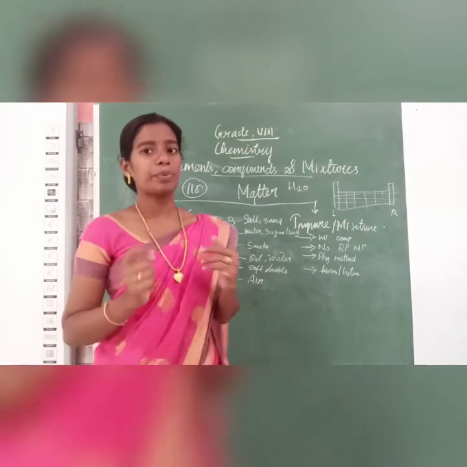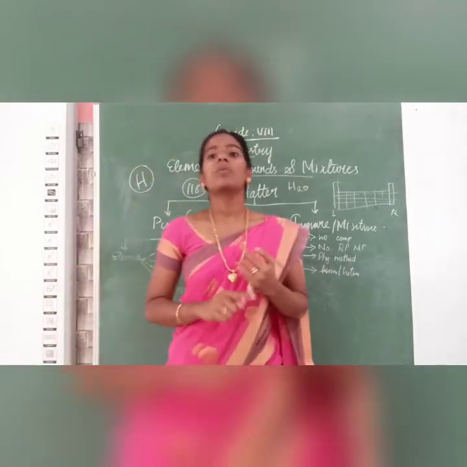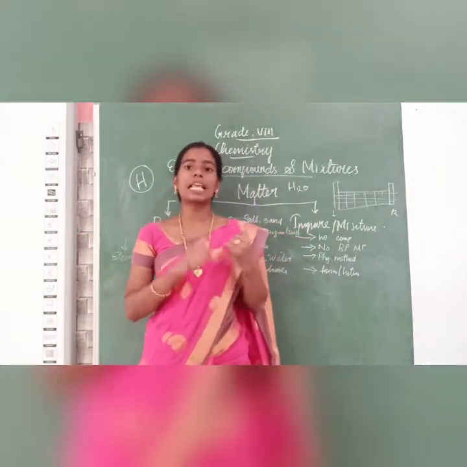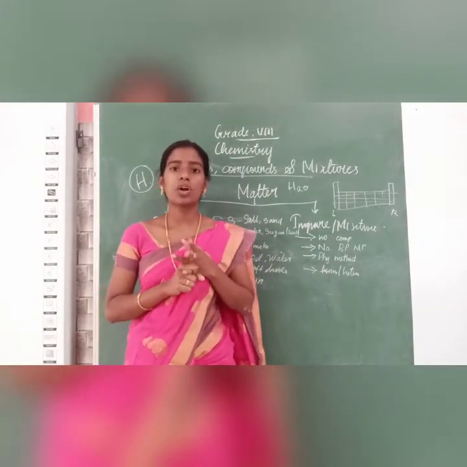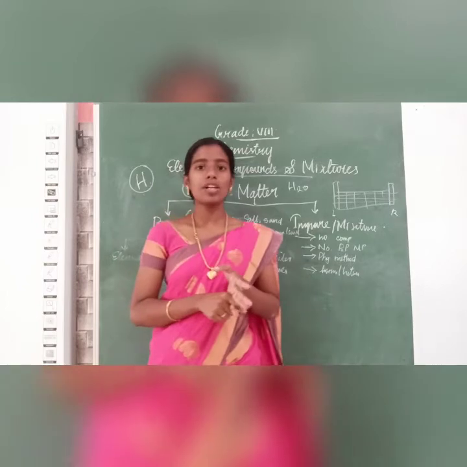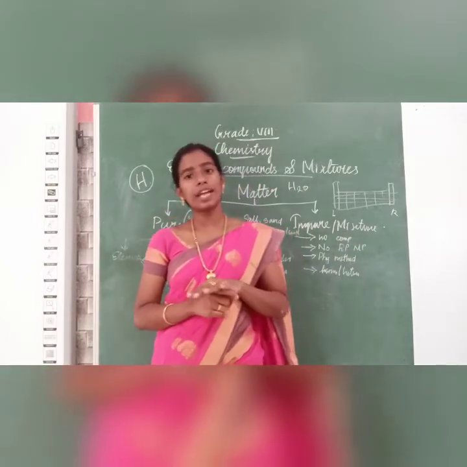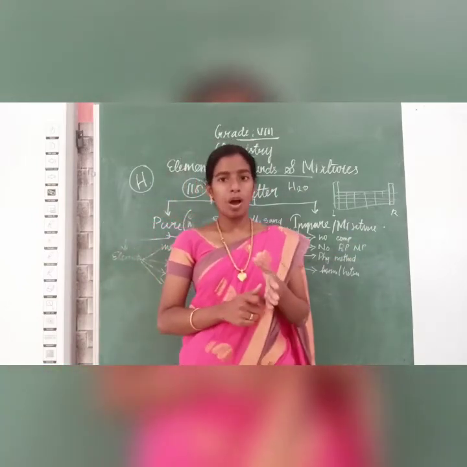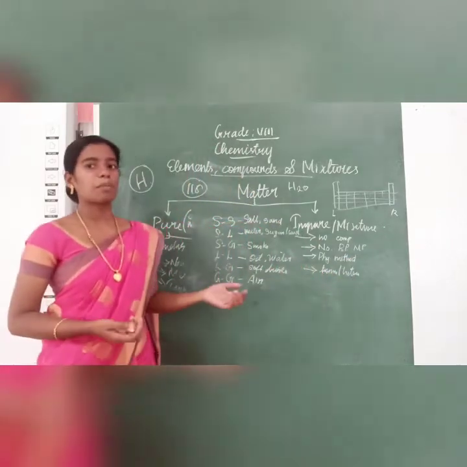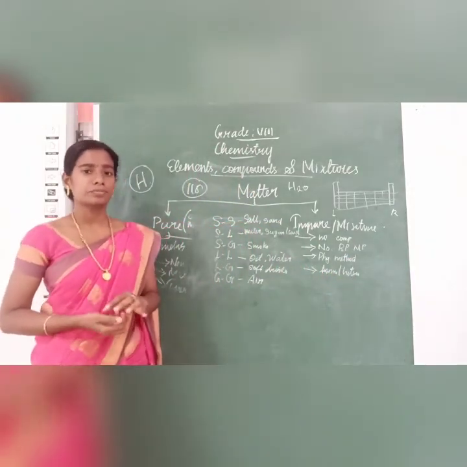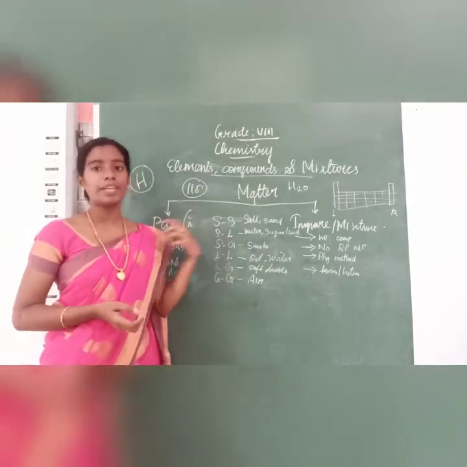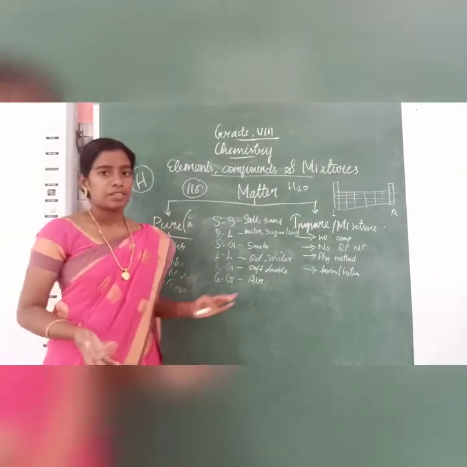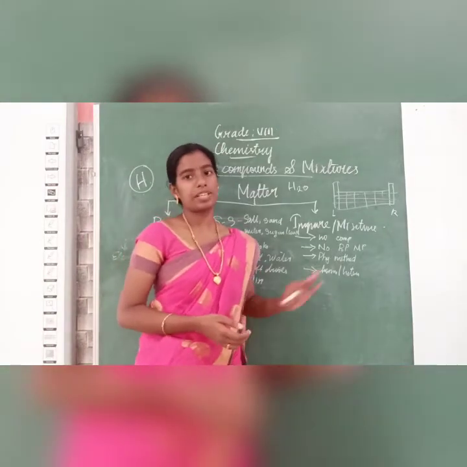Now you know what a pure substance is. What are the two types of pure substances? Elements and compounds. What are the types of elements? Metals, non-metals and metalloids, and compounds: ionic and covalent compounds. Then mixtures, the properties of mixtures, and how these mixtures can be formed. Till this we will end today's class.